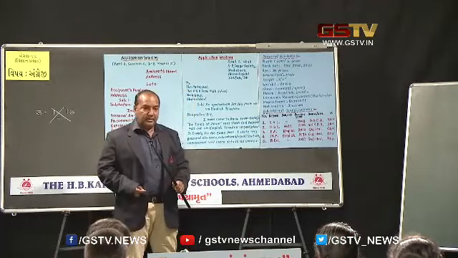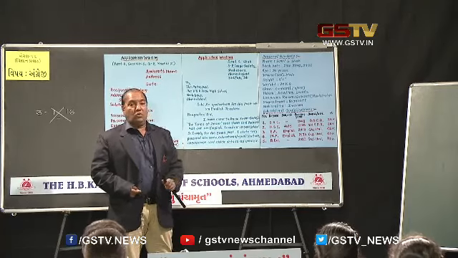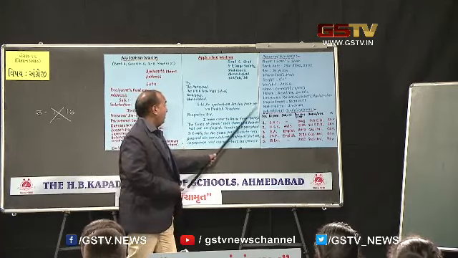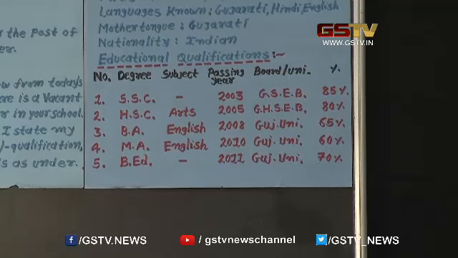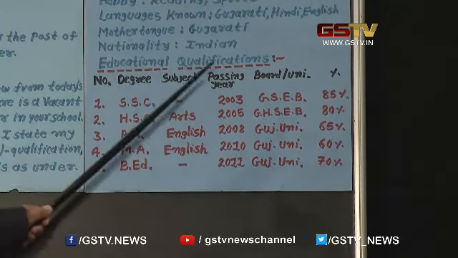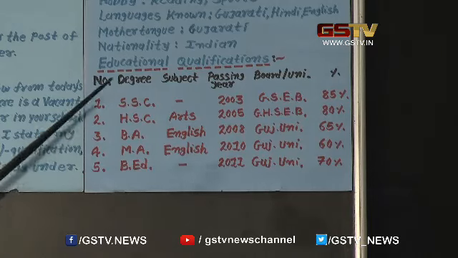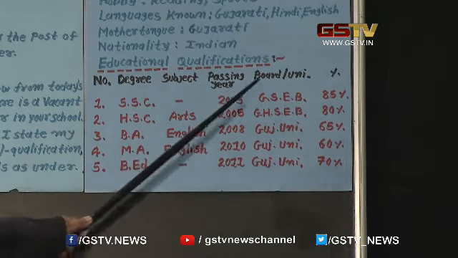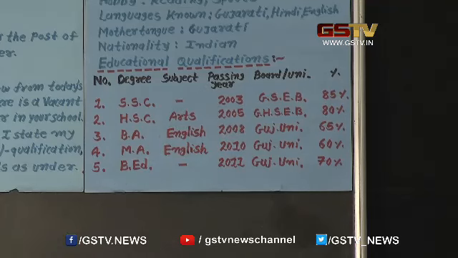Please keep in mind that if your educational qualification is wrong for the post given to you in the question paper, you will not get marks. In this column, we should write first the number, degree, subject, passing year, board, university and percentage.